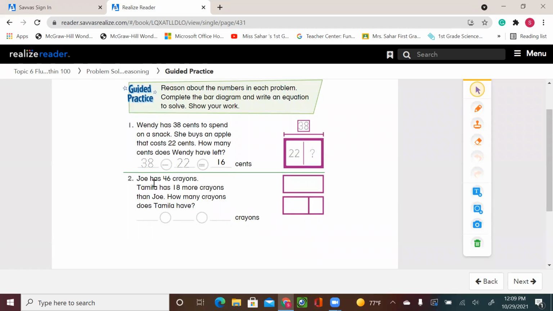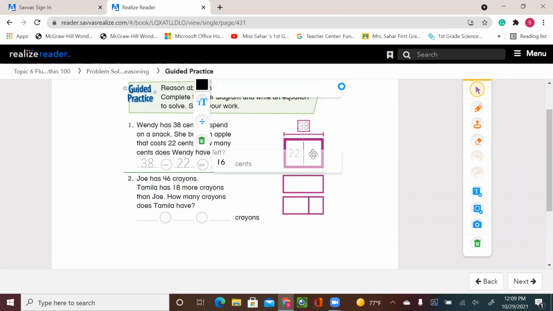Let's see number 2. Joe has 46 crayons. Tamilia has 18 more crayons than Joe. How many crayons does Tamilia have? So I know that Joe has 46. That's one part. And then Tamilia has 18 more than him. So we need to know the total. I know that I have the 2 parts. I'm looking for the whole. So let's write it down.